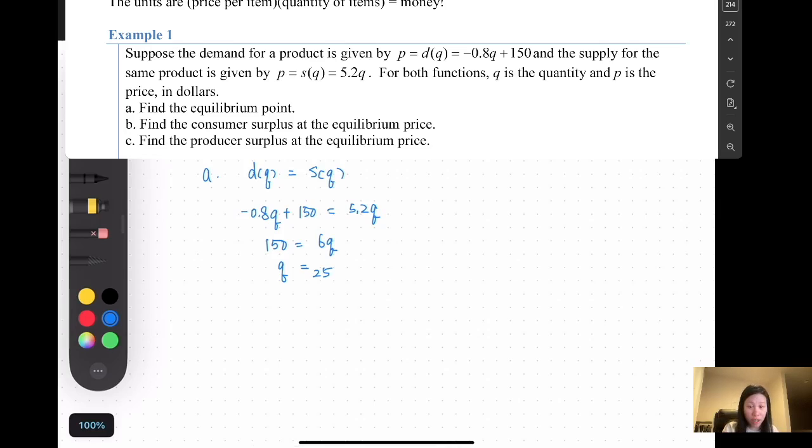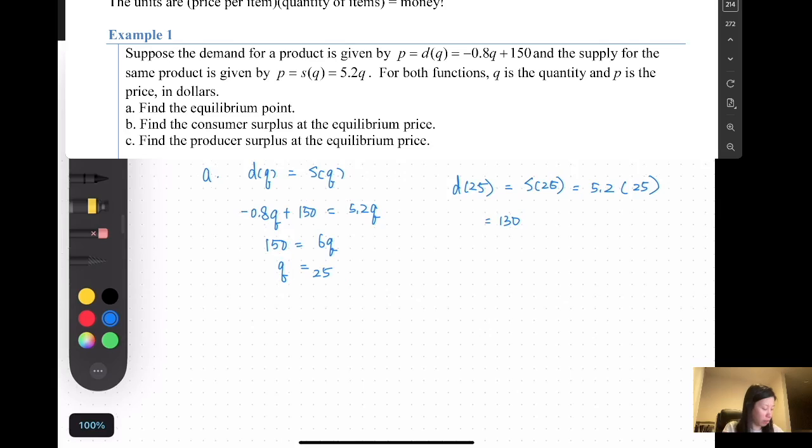Now we still need to find the price. Since we already have q, that means I can either substitute the q into the demand function or the supply function. Since this is the intersection point, no matter which one you substitute into, they should be equal. So now I'm going to substitute this into the supply function. So this equals 130. So that means the equilibrium point is 25 and 130, sorry.